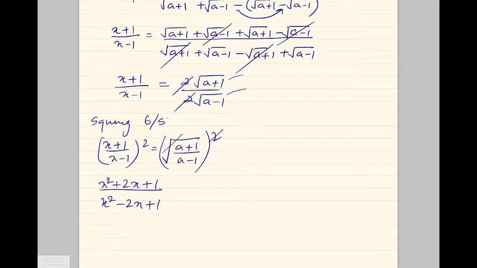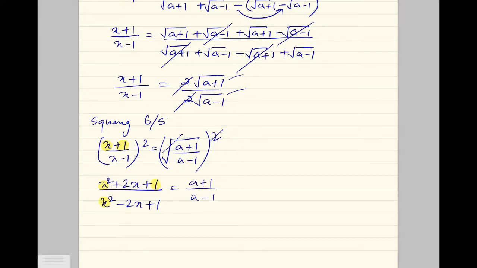Did you understand how I did that? That's okay. Let me show you in yellow. A plus b whole square, that's x square, 2ab means 2 into x into 1, plus 1 square. Same thing down here also, a square minus 2ab plus b square. Is that clear? And this side, a plus 1 over a minus 1.